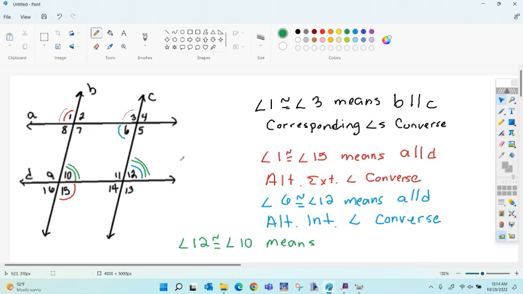I'm going to see if I can stick with Jasmine for a minute. Jasmine, do you know which lines are parallel then because of that? Line C and B, good. B parallel to C. And Milo, can you tell me the reason? The corresponding angles. Converse. Oh, converse, yeah. We have both of them.